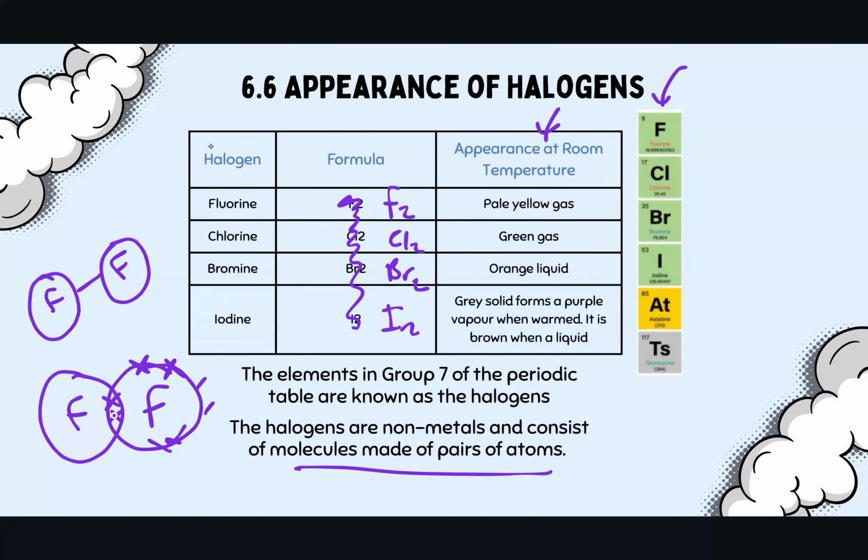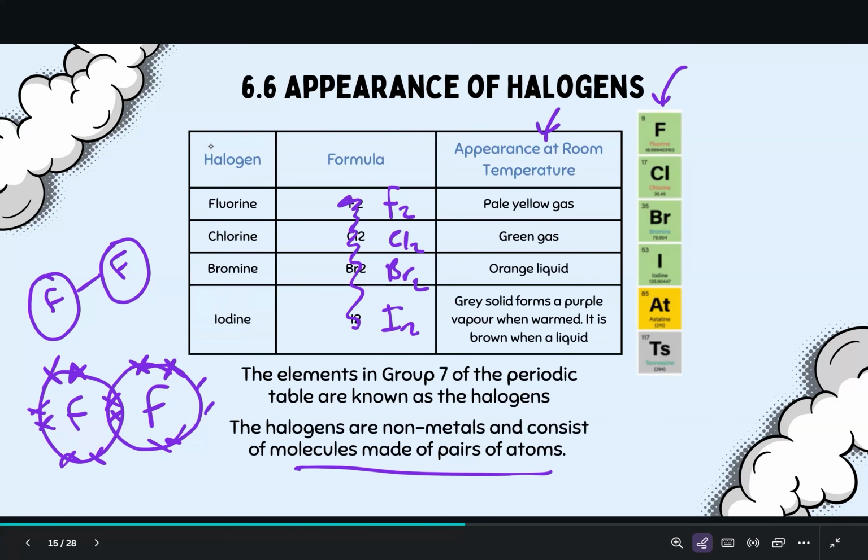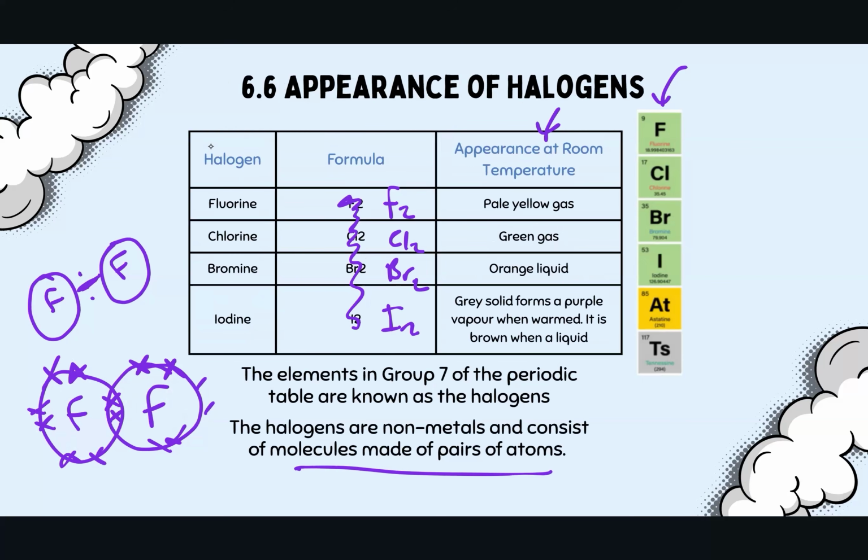And this fluorine here, from its 7 electrons in the outer shell, it shares 1 and it has 6 on the outer layer. So it's a covalent bond. That's what that line is representing, a shared pair of electrons.